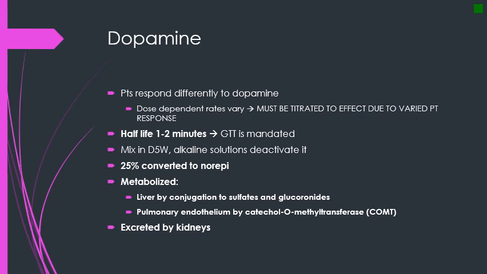The other 75% is metabolized. It's conjugated in the liver to sulfates and glucuronides. It's also metabolized by COMT in your pulmonary vasculature endothelium, and then it's excreted by the kidneys. So you definitely need a drip. 25% of it's converted to norepi, and then it's metabolized in the liver, the lungs, and excreted in the kidneys.